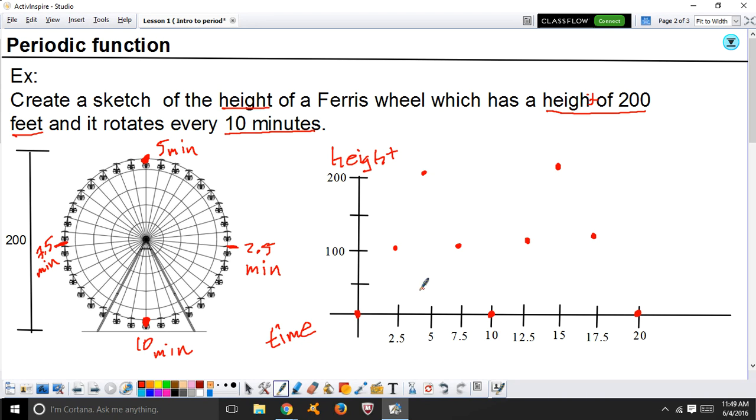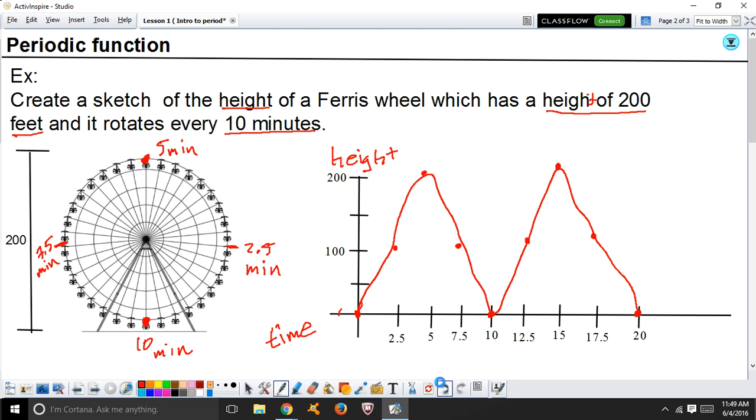So notice the graph that we have created here. Let's connect the dots that we were looking at. So we're going to increase. Now you're going to decrease. And now you're going to increase. And now you're going to decrease. And these are at least the points that we have.